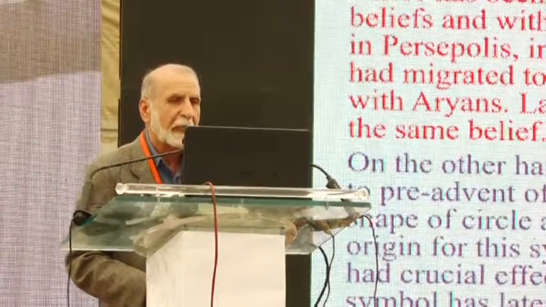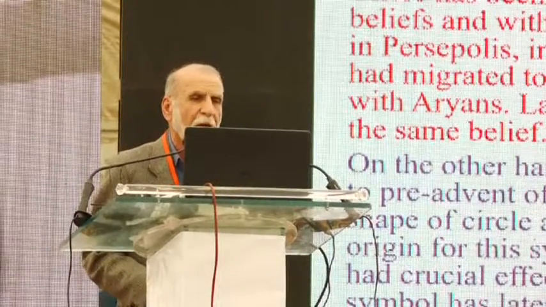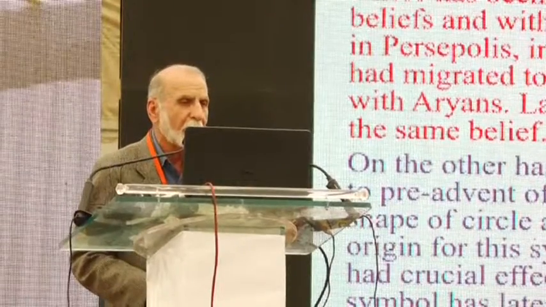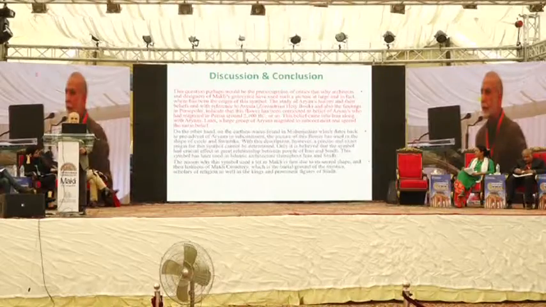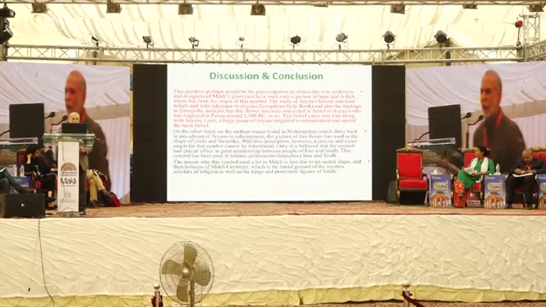I come to the discussion and conclusion. This question perhaps would be the preoccupation of critics: why have the architects and designers of Makli's graveyard used such a picture at large, and in fact, where has been the origin of this symbol? The study of Aryan history and their beliefs, with reference to the Avesta, and also the findings in Persepolis indicate that this flower has been connected to the beliefs of Aryans who had migrated to Persia around 2100 BC or so. This belief came into Iran along with the Aryans.